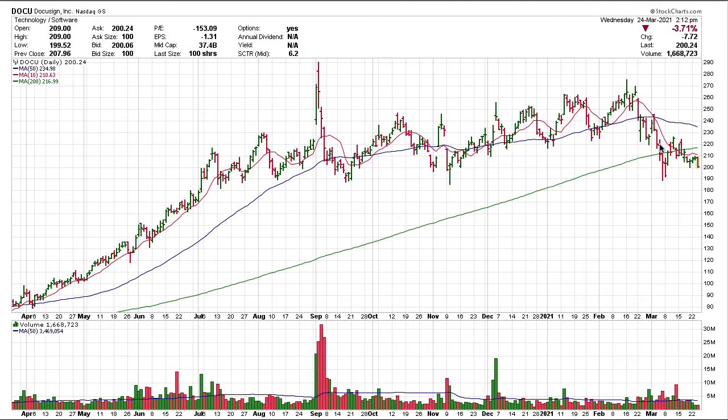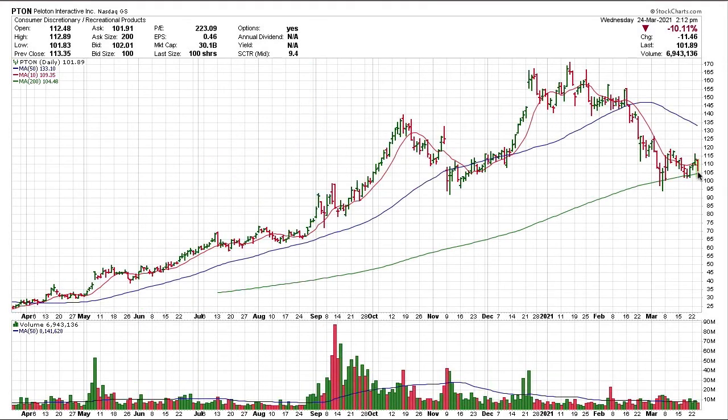Now, here's Docusign, another very popular stock. We owned this stock in the past. It came down, breaking the 200-day, very negative pattern. Here's Peloton, exercise equipment that got real popular during the pandemic. Same pattern, breaking the 200-day.